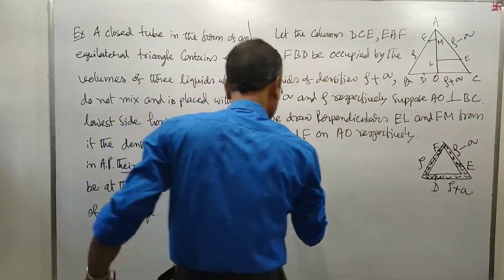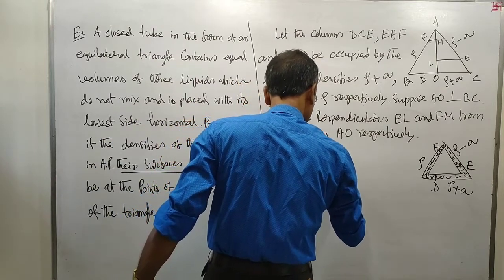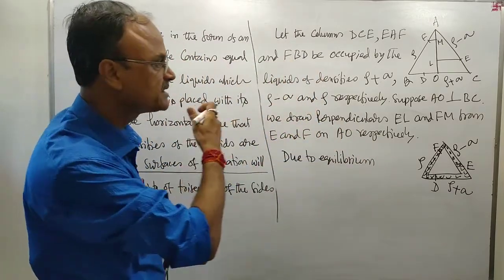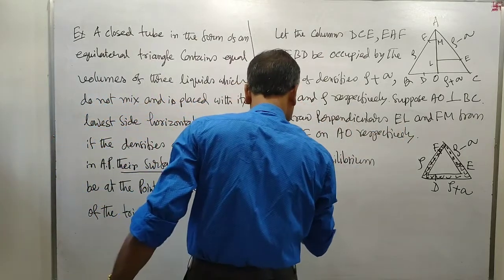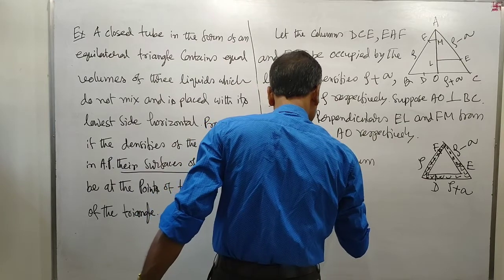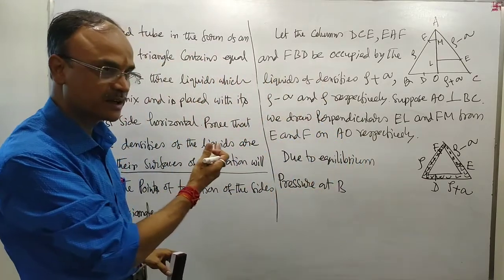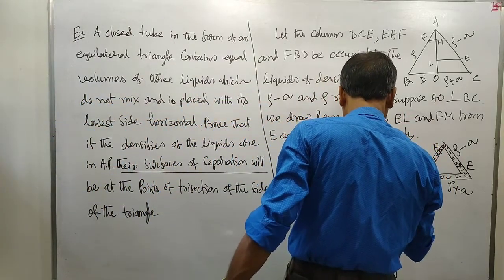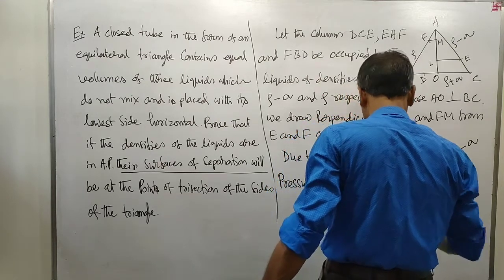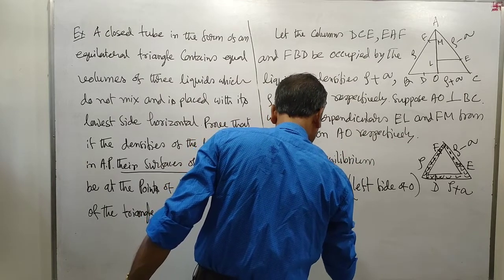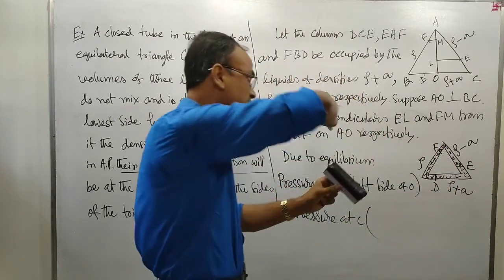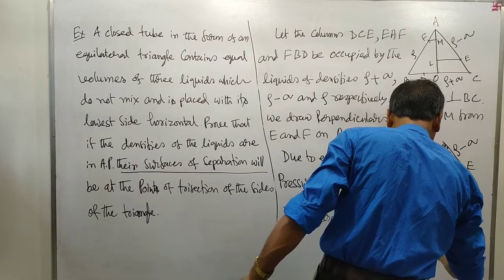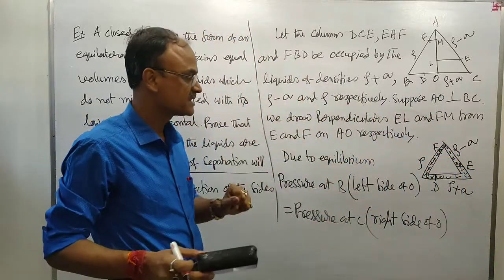Now you see, due to equilibrium, the pressure on the left side of O is equal to the pressure on the right side of O. The pressure at B, that is the left side of O, is equal to the pressure at C, the right side of O.